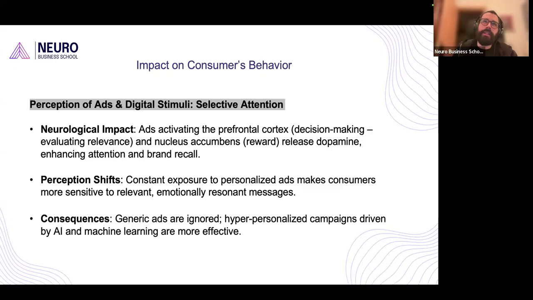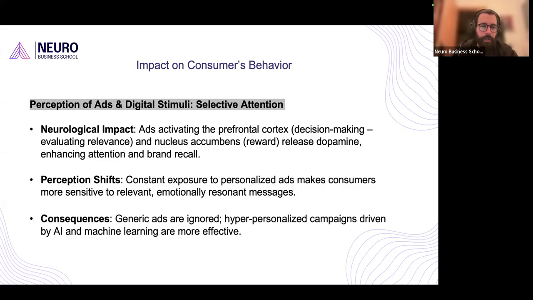And also, we tend to select those ads that somehow trigger the delivery of dopamine in the nucleus accumbens, and this enhances attention and brand recall. So the key in this world with all these competitors for attention is that you need to make your ad relevant and rewarding somehow.